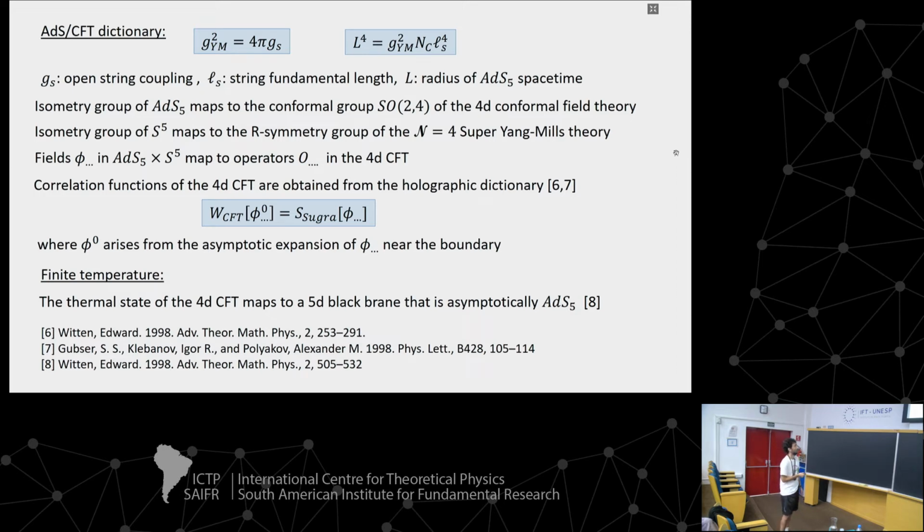And I just forgot, finite temperature. When you consider finite temperature, you turn on the thermal state, and the thermal state is mapped to a black brane that is asymptotically AdS5. So this is the proposal by Witten. So these are the pioneer papers on the AdS/CFT dictionary, these two, and this one on the finite temperature extension.